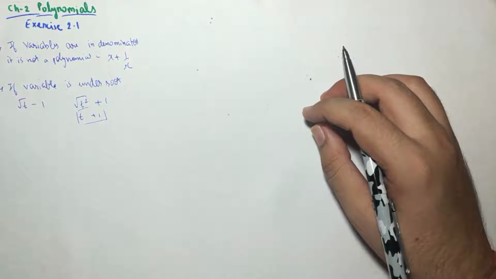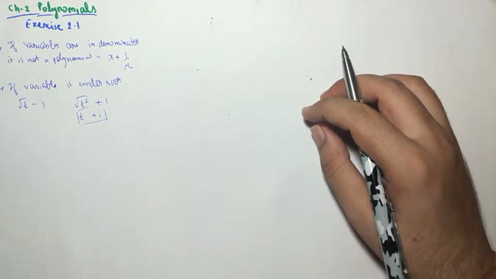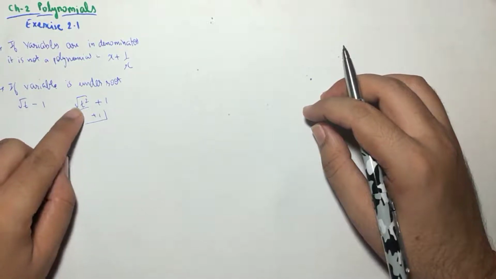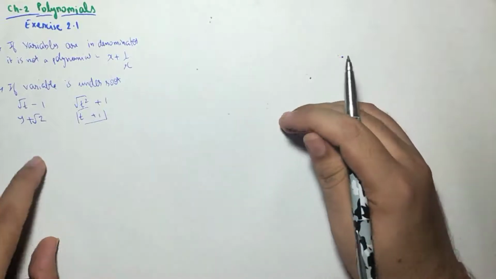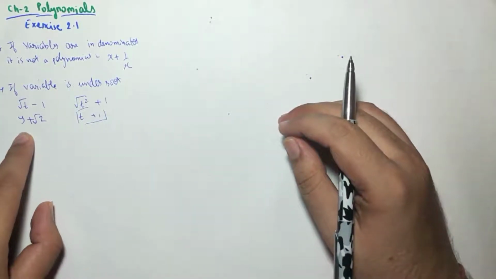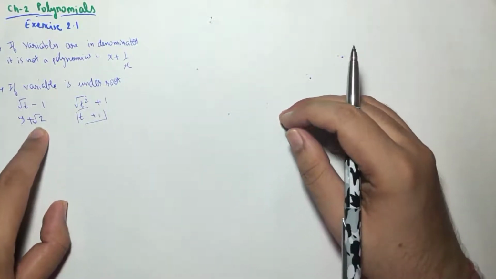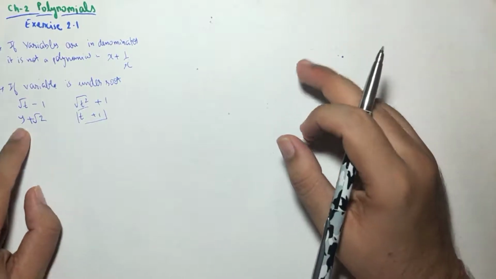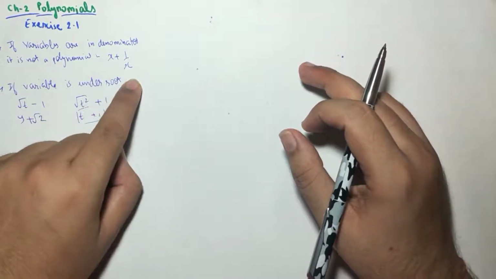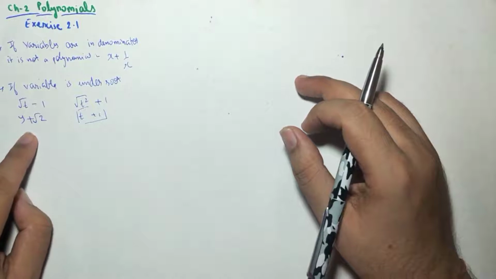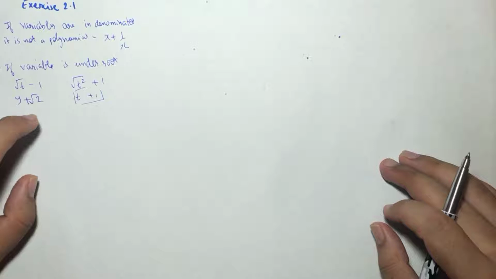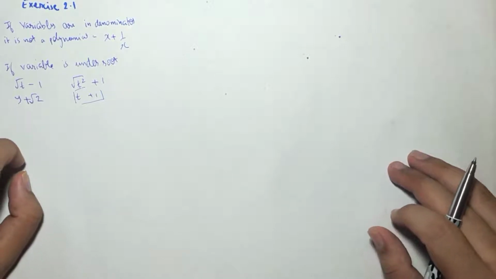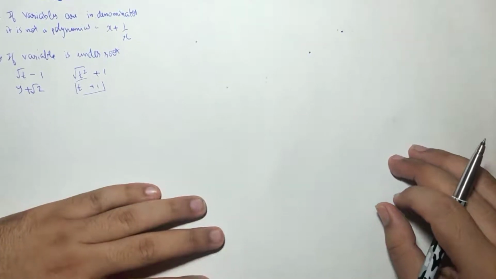So please be very careful what we know as polynomial and what we do not know as polynomial. A variable cannot be under root. So if I write y plus root 2, this is a polynomial because the variable is not under root. The number is under root, which is okay. Variable should not be in the denominator and variable should not be under root. Then if these conditions are seen, the expression cannot be considered as polynomial.